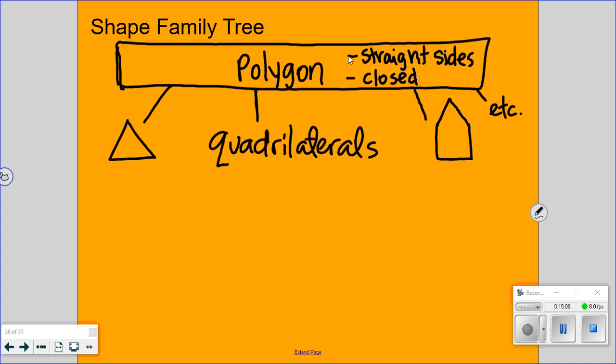What does etc. stand for? It's Latin for and so on and so on. So there's many different shapes that can go into the polygon family. Quadrilaterals are one of them, which means every quadrilateral that we've learned about, could I also call it a polygon? Yeah, you could. That would not be wrong. But we're going to focus on the quadrilaterals.